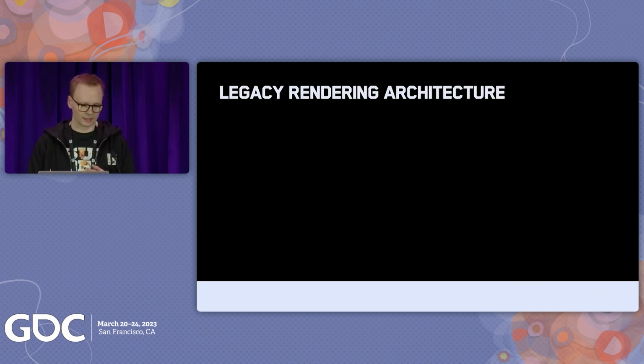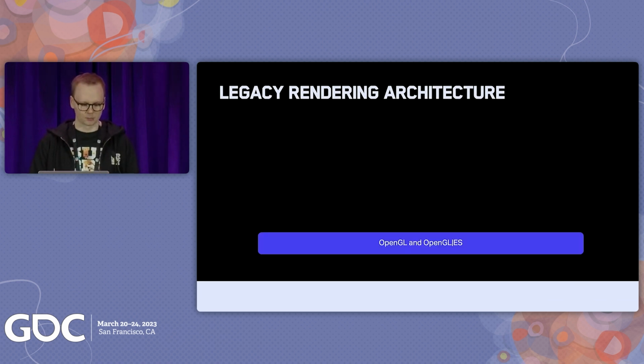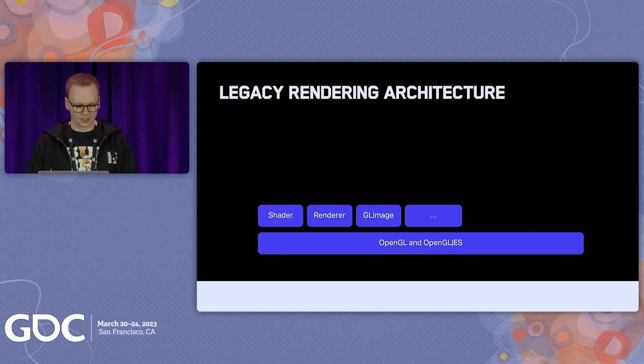So if we look at a bird's eye view of our legacy rendering architecture, then at the bottom we have the OpenGL and OpenGL ES layer directly, no abstractions. On top of this, we have this lightweight helper layer with shader loading and a renderer class that help with some vertex buffer binding things and stuff like that. GL image for OpenGL texture creation and texture content loading. Very simple and lightweight stuff.